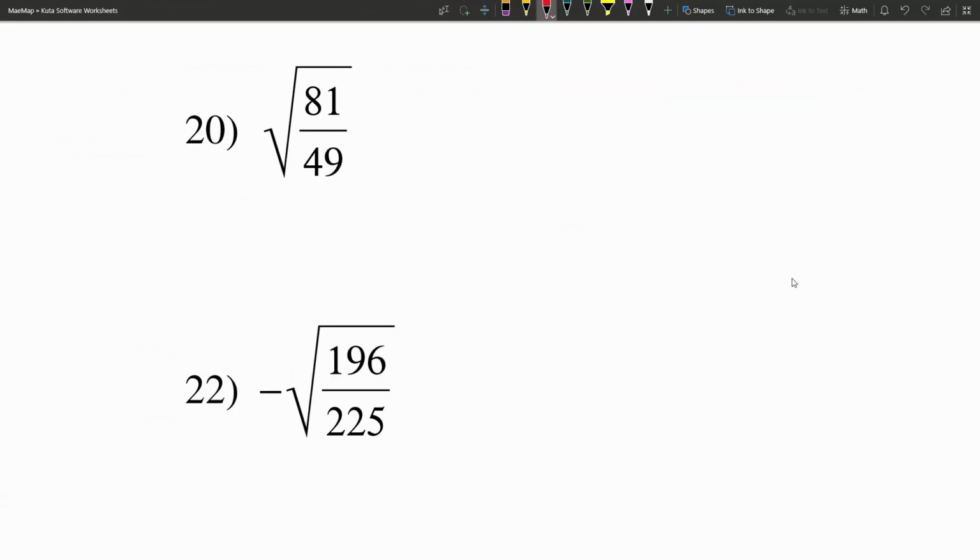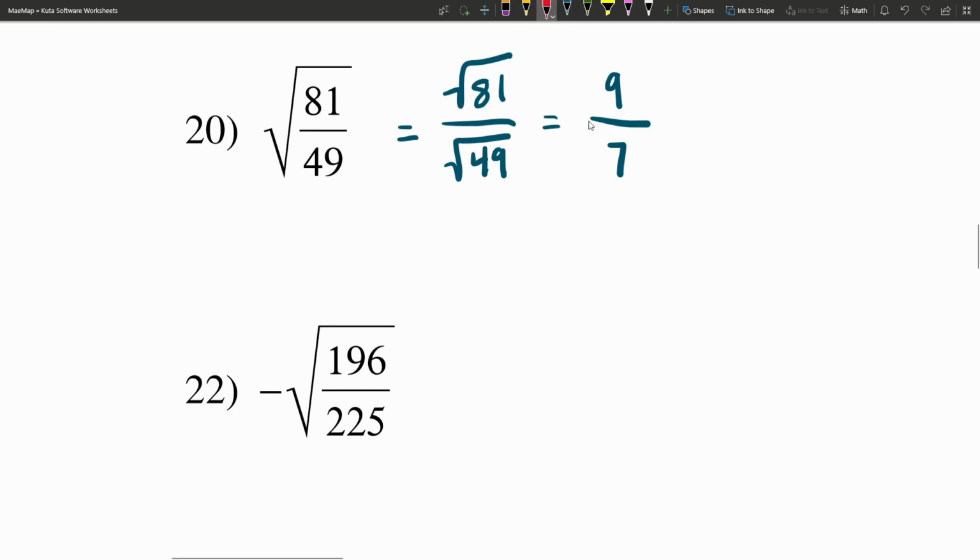Moving on to number 20, we're going to rewrite number 20, which is the square root of 81 over 49, as the square root of 81 over the square root of 49. Because there's division, we can split that square root up. Square root of 81, well, 9 squared equals 81, so the square root of 81 is 9. And 7 squared equals 49, so the square root of 49 equals 7. So 9/7 is our solution on this worksheet.